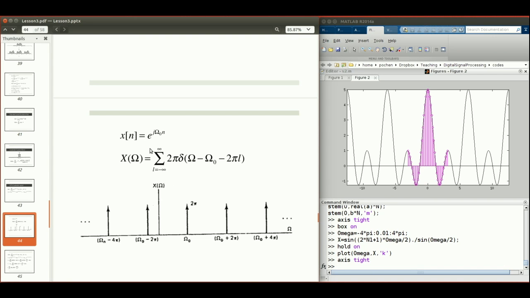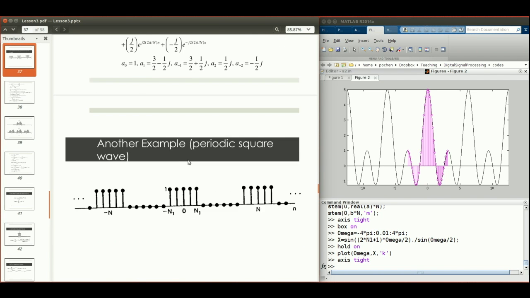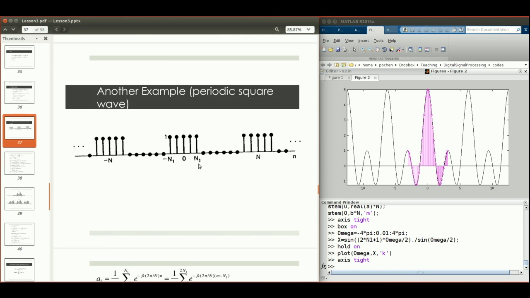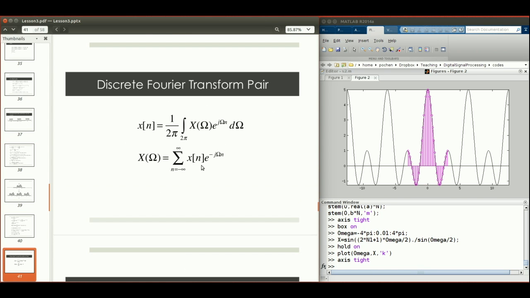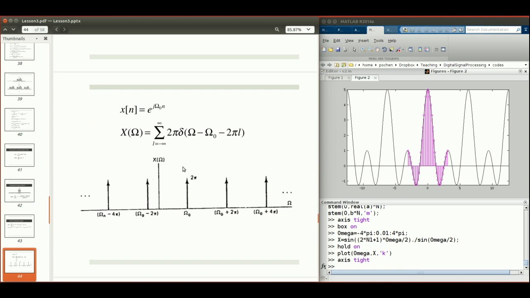We can just apply the DFT analysis equation. Where's our DFT analysis equation? That's this equation. We can apply it with x[n] replaced by that complex exponential, e to the j omega 0 n. And we can evaluate that summation. And the result looks like that.